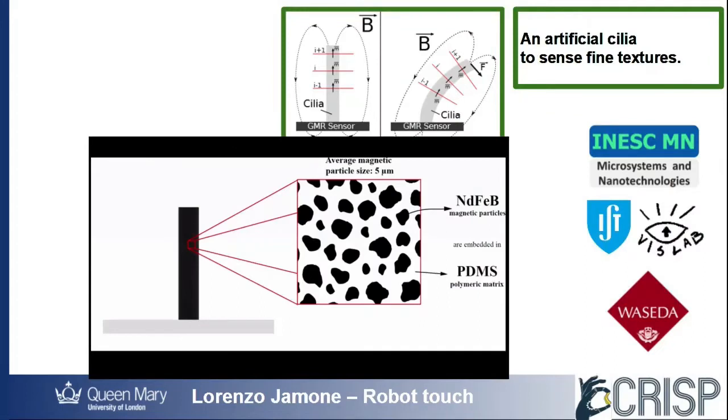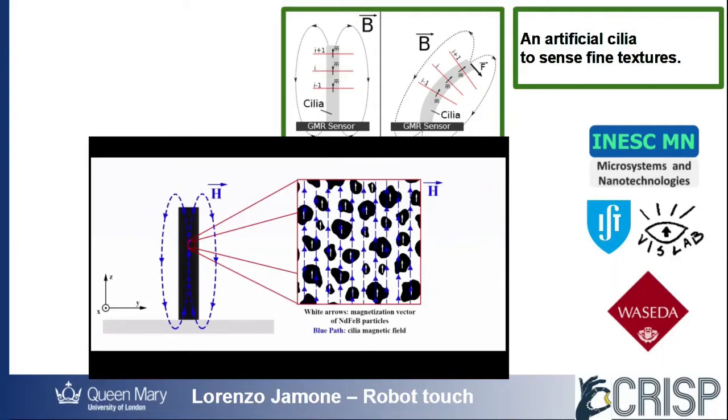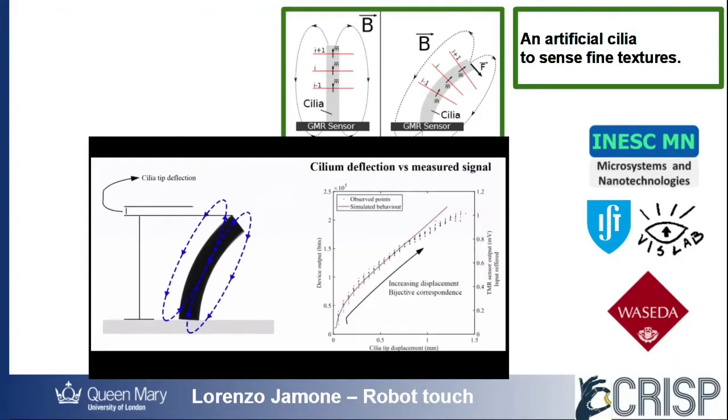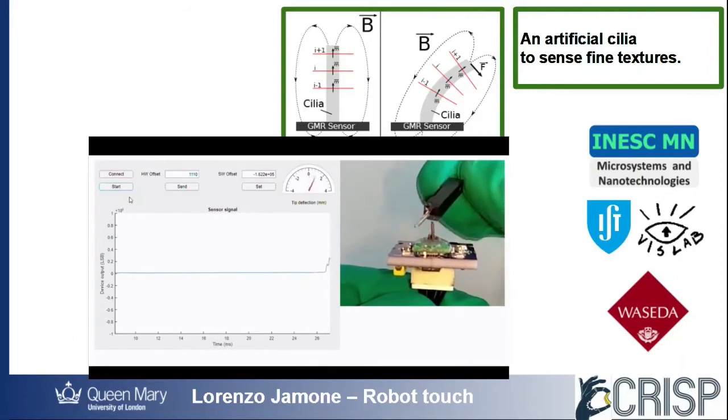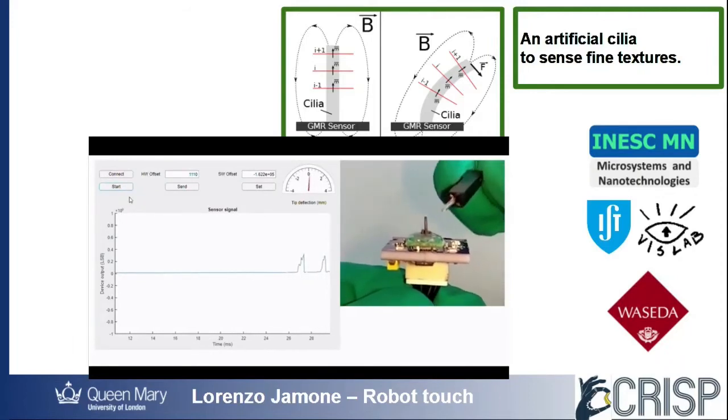For the cilia sensor, the soft material is filled with magnetic microparticles, whose magnetic fields are oriented along the same direction. Below, a tunnel magnetoresistance sensor measures the slight variation of magnetic field that occurs when the cilia is bent. This sensor is even smaller than the previous one and much more sensitive, as you can see in this video.